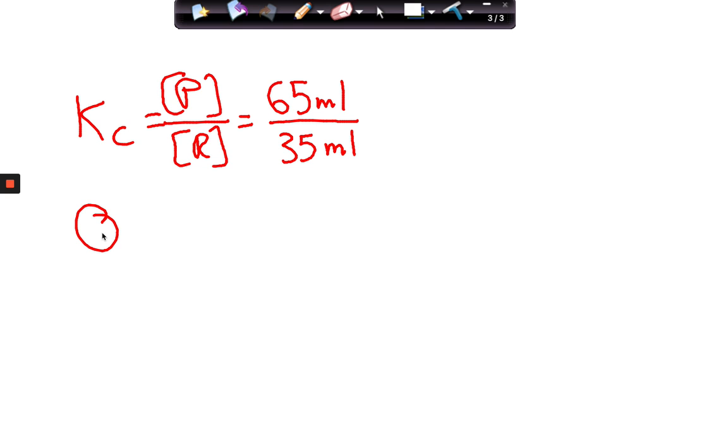We are now going to talk about Q. Again, worth writing down. And guys, Q is also products divided by reactants. It's exactly the same setup as a Kc expression. The difference is this. We are now going to plug in values that are not at equilibrium.